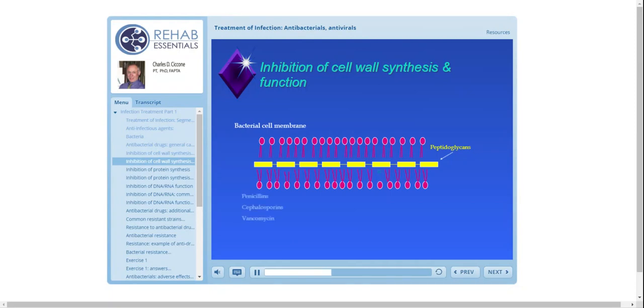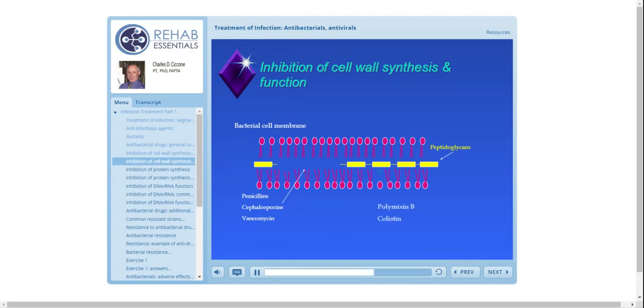reinforcement. So what the penicillins do, cephalosporins, a specific drug called vancomycin, a very important drug, they inhibit the production of these peptidoglycans. And again, if the cell membrane does not have that strength or that reinforcement, it will probably just self-destruct and the cell will die.